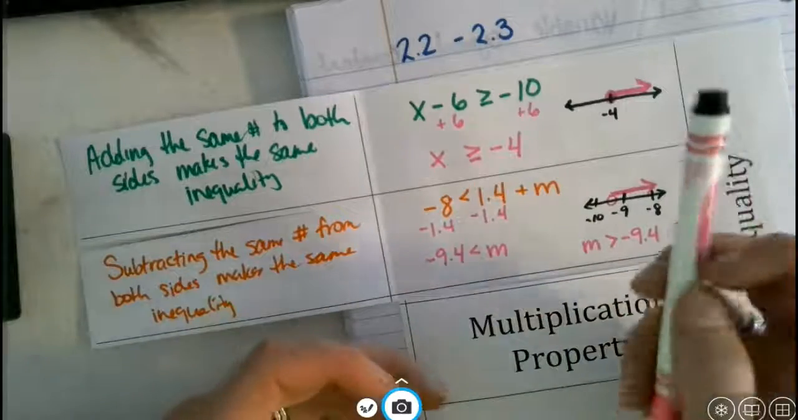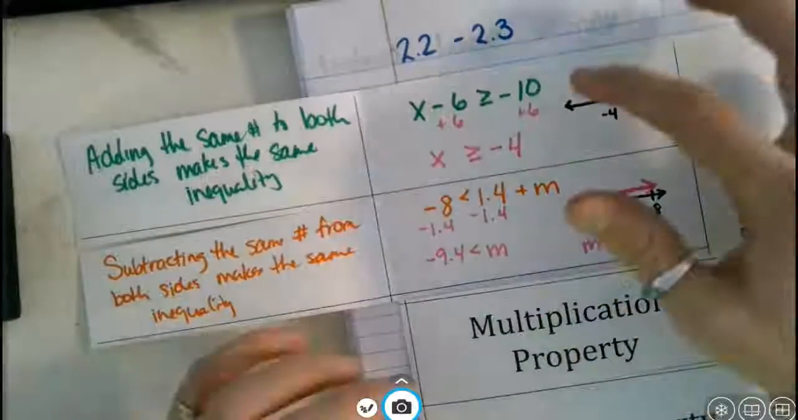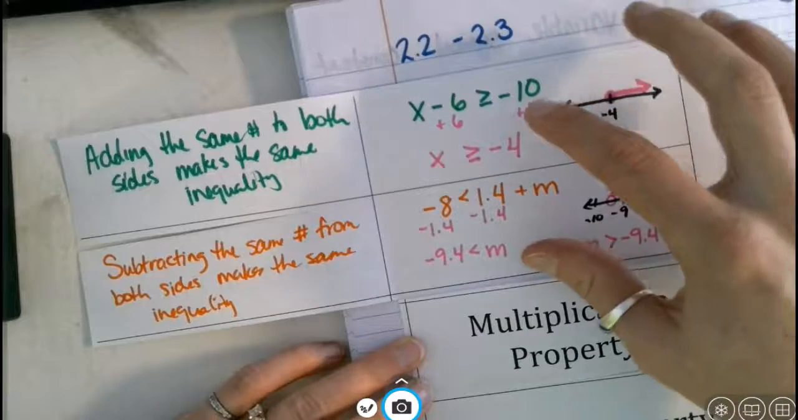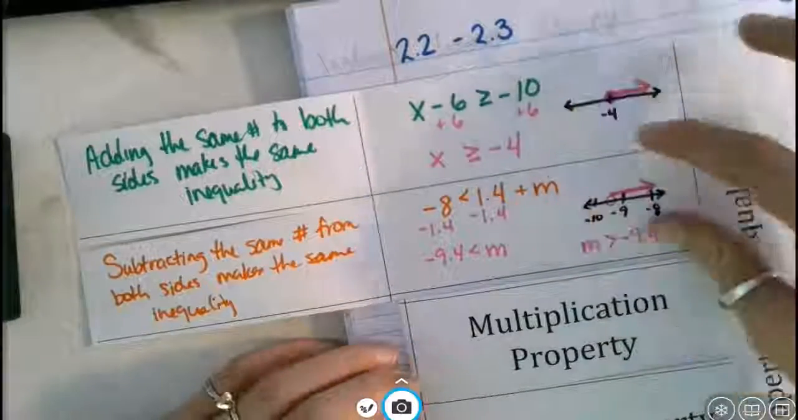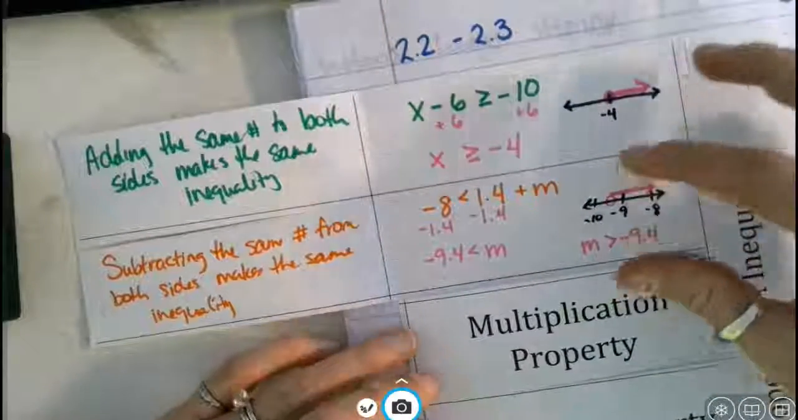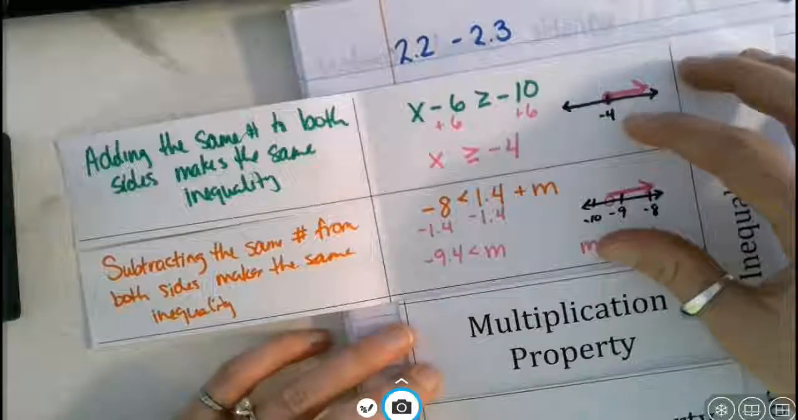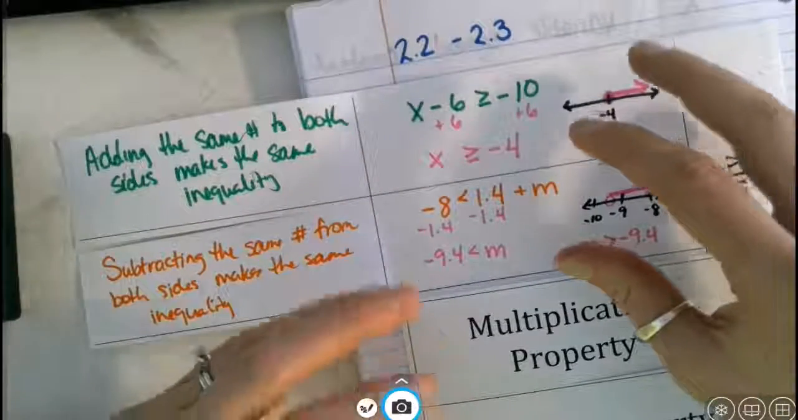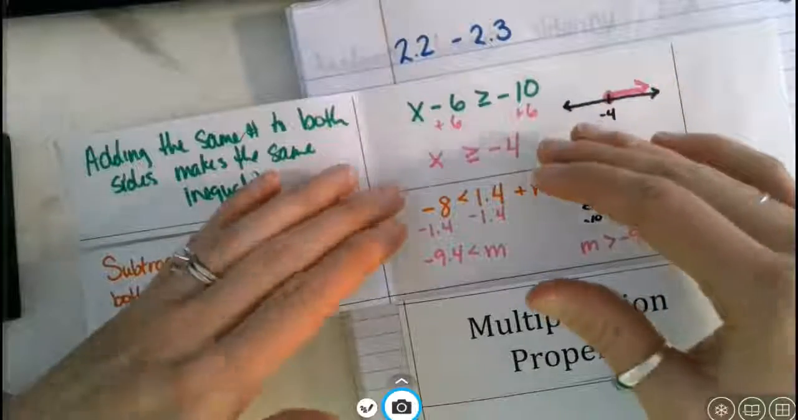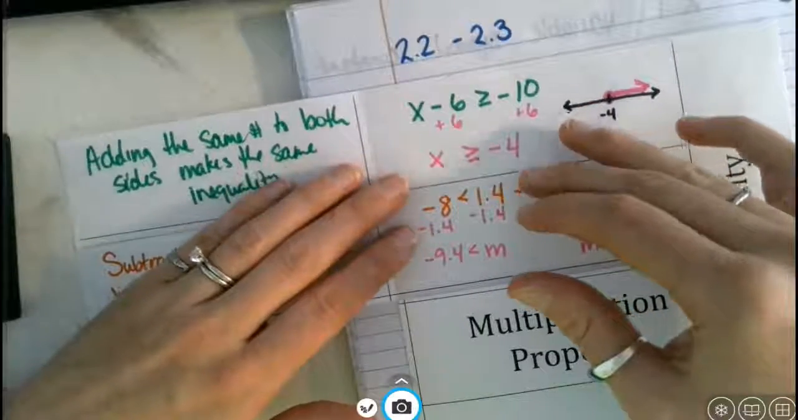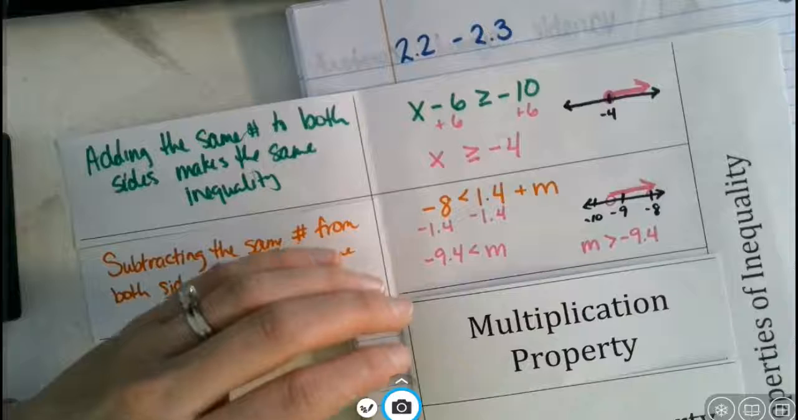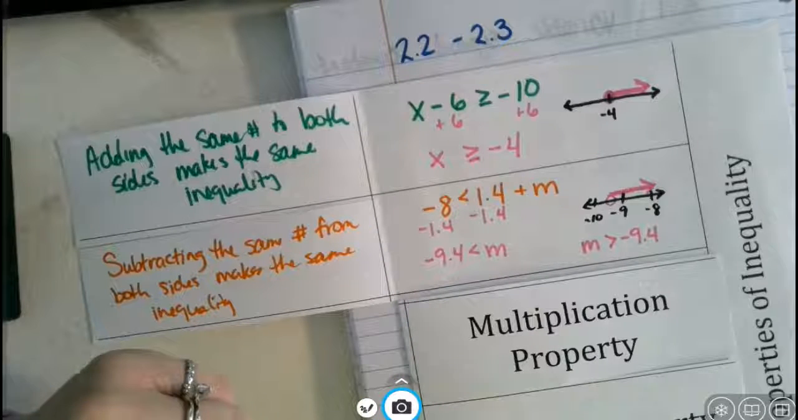Really that's it for section 2.2. You're going to be using these two properties to not only solve these, but also then graph them. We're also always going to be graphing these inequalities. Make sure that you're also able to take a word problem, do these kinds of things to it, and then graph those. As always, when you get stuck or have questions, come find me and we'll work through them.